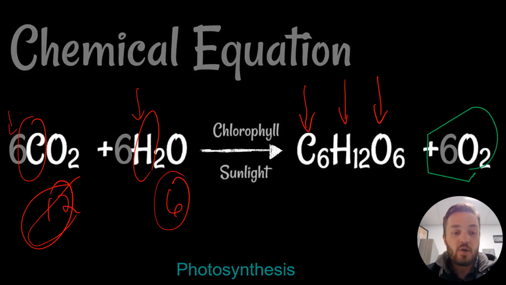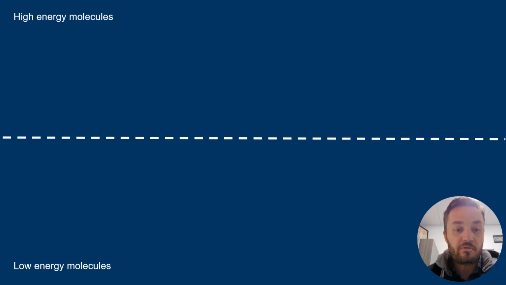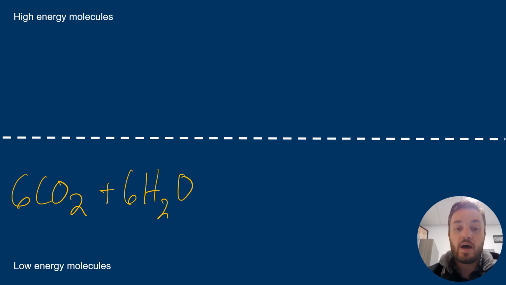So I prefer, when I draw and talk about photosynthesis, to draw it like this instead, where I have a line going across the middle. Above the line I can draw high energy molecules, and below the line I can draw low energy molecules. So some low energy molecules that are involved in this process are 6 carbon dioxide molecules, because we need that carbon. And we also need 6 water molecules, because we need 12 hydrogens to make this whole thing work, okay?